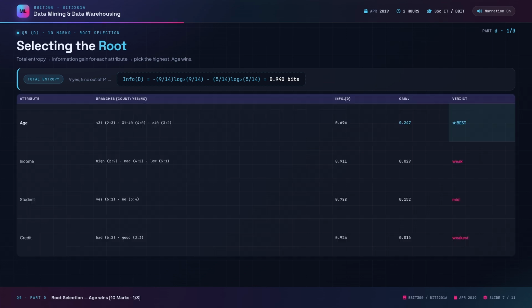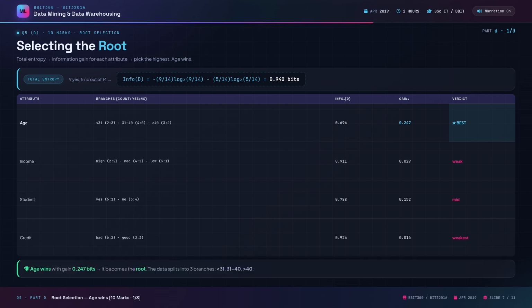For age, splitting into the 3 age bands leaves a weighted entropy of about 0.694, so the gain is 0.940 minus 0.694 equals 0.247 bits. For income, the gain is only 0.029, almost nothing. For student, the gain is 0.152. And for credit rating, the gain is 0.016, the weakest of all.